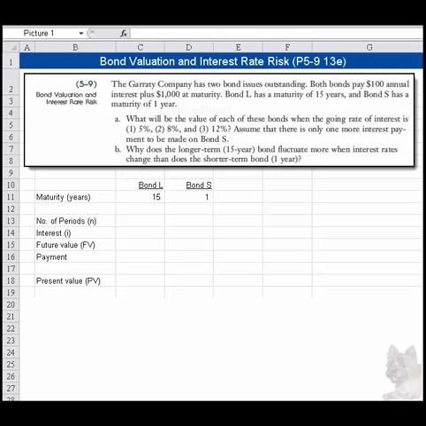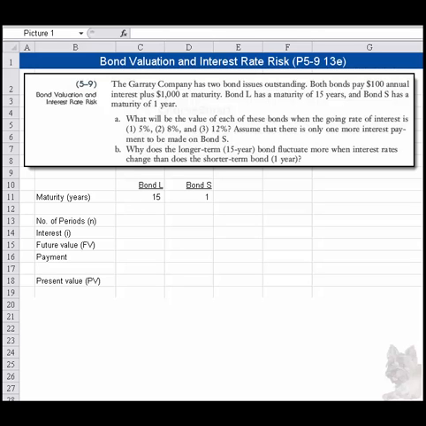Okay, part A says, what will be the value of each of these bonds when the going rate of interest is 5%, 8%, and 12%. Assume that there is only one more interest payment to be made on bond S. We'll tackle part B in a moment.